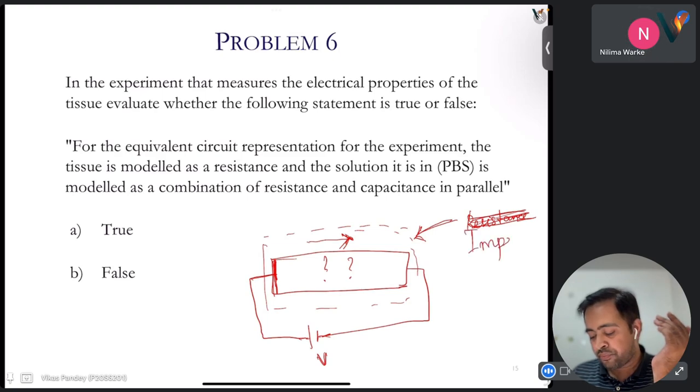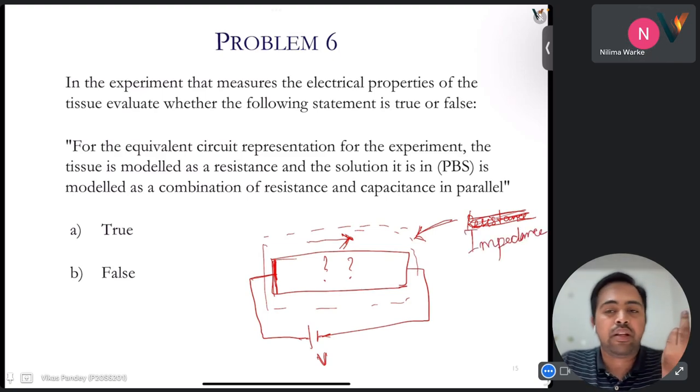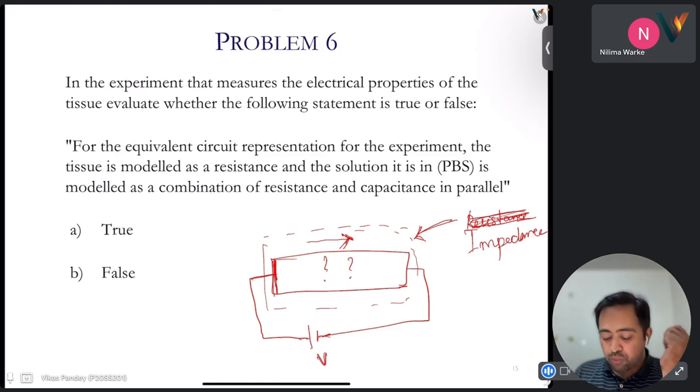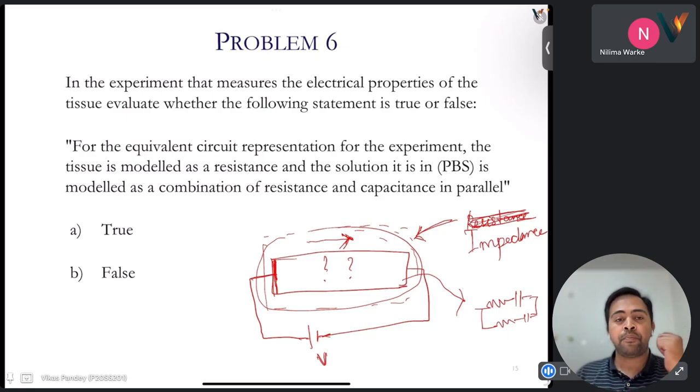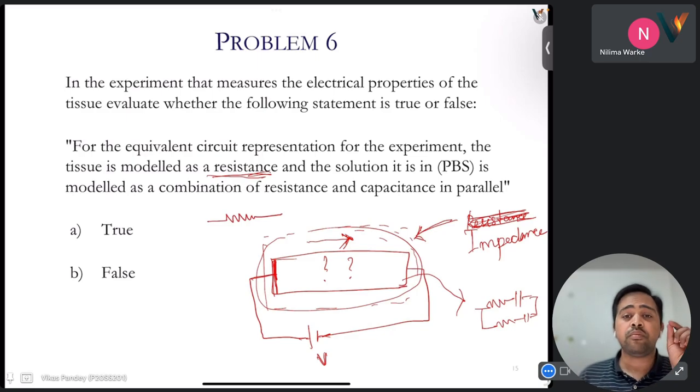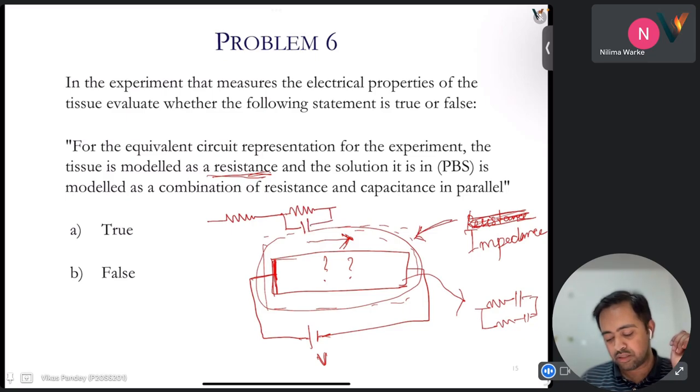Impedance, yes. So what we do in electronics or electrical engineering is that we try to model this as some equivalent resistance and capacitance, something in parallel, something in series. So how is this modeled? It is saying tissue is modeled as a resistance, so tissue is being represented by some resistance, and the solution is being modeled as a combination of resistance and capacitance in parallel, let's say.